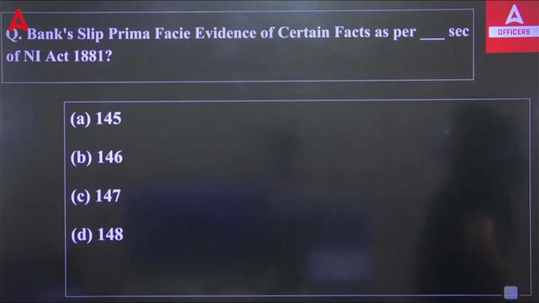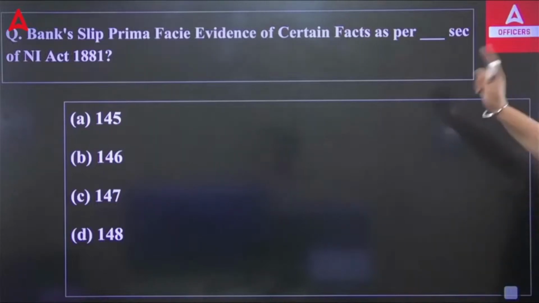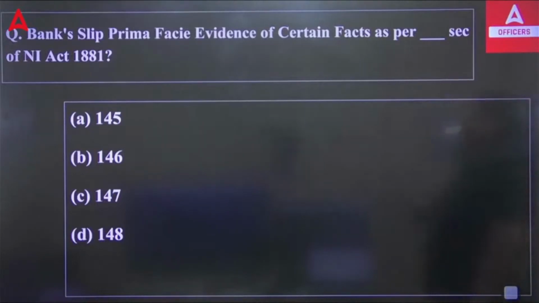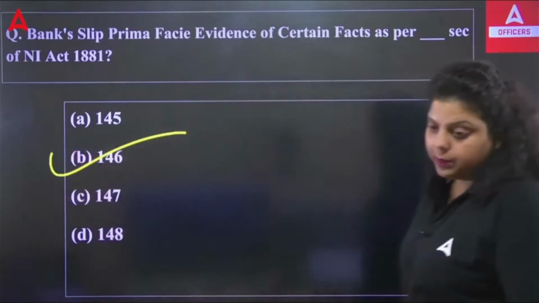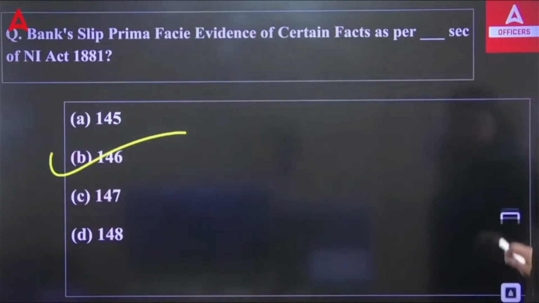So, the court shall, on production of the bank slip or memo with the official mark denoting that the check has been dishonored, presume the fact of dishonor of such check unless it is disproved. So, that means the bank slip is prima facie evidence of certain facts and it is defined under Section 146 of the Negotiable Instrument Act 1881. So, the right answer will be option B.